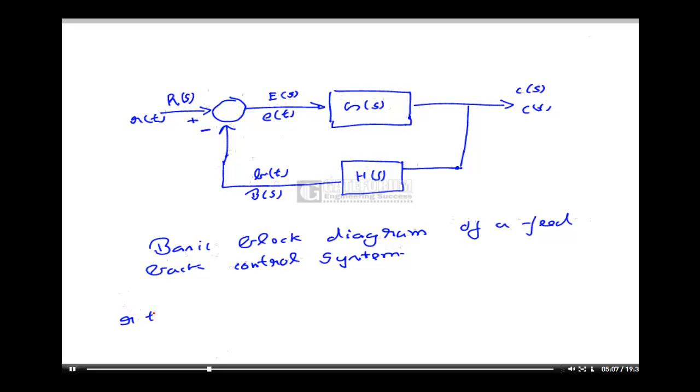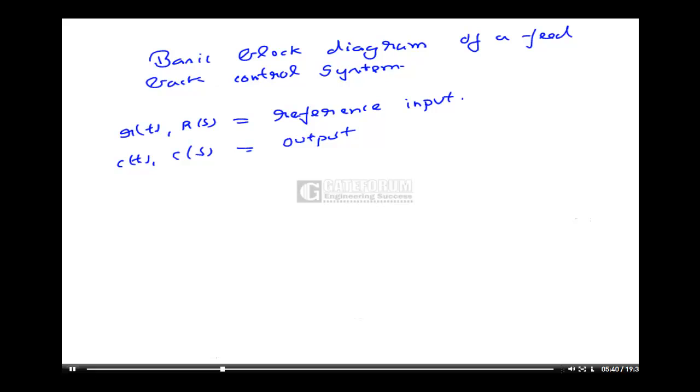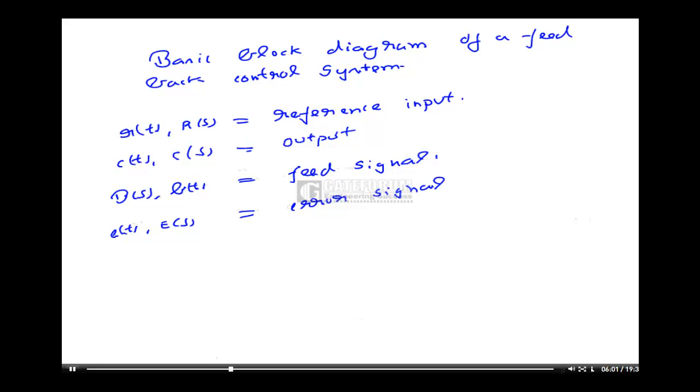Now, various components of this: R(t) or R(s) is called the reference input. C(t) or C(s) is called the output. This one is the controlled variable because it is controlled. For controlling this only, we have made the full block diagram, we have made a control system. The output is the controlled one. B(t) or B(s) is the feedback signal. E(t) or E(s) is the error signal. This error signal is equal to R(t) minus B(t).